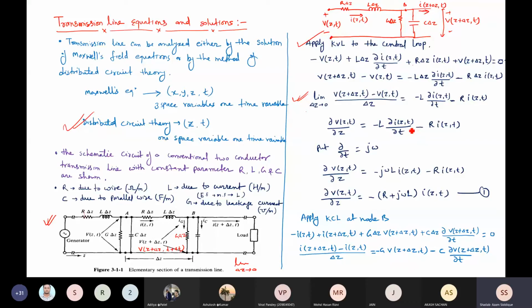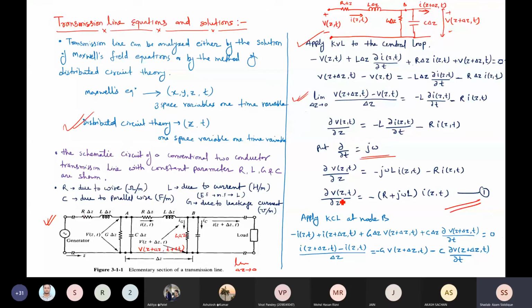Now, if you take this in the frequency domain, del upon del t can be written as j omega. So I'll write del upon del t as j omega, and del by del Z will be written as it is. So this can be written as minus j omega L I(z, t) minus R I(z, t). If you take minus and I(z, t) outside, this becomes R plus j omega L. So del V(z, t) divided by del Z is equal to minus (R plus j omega L) I(z, t). This is equation number 1.